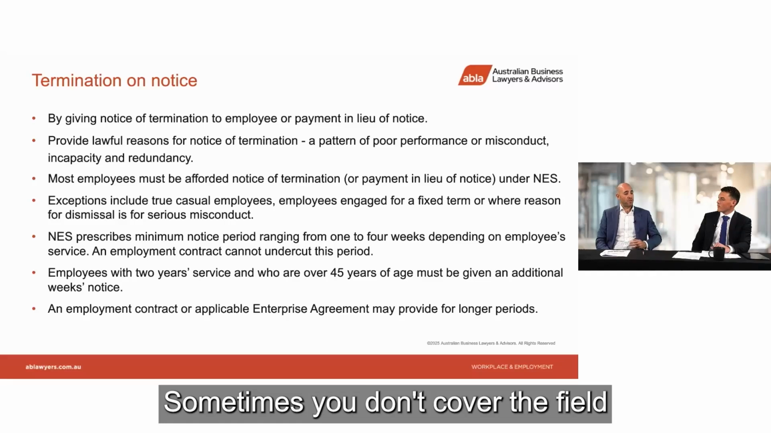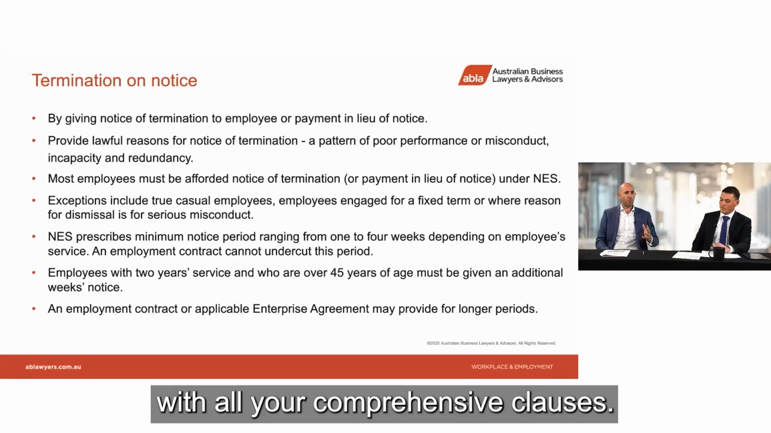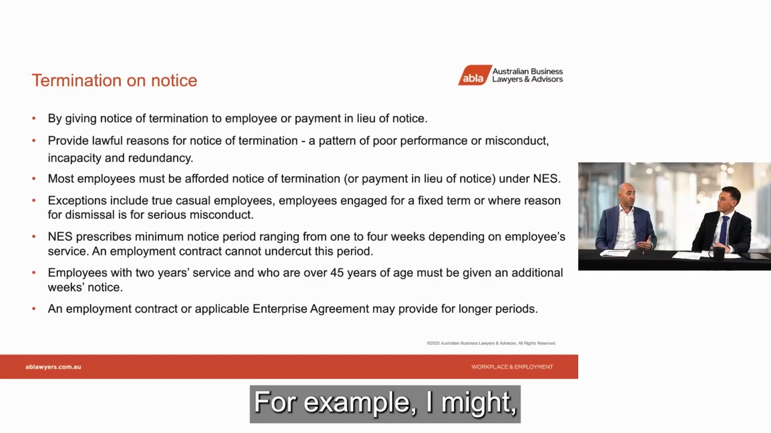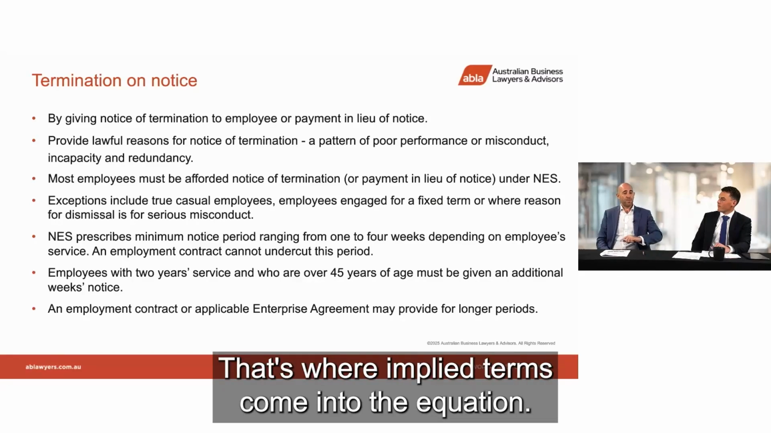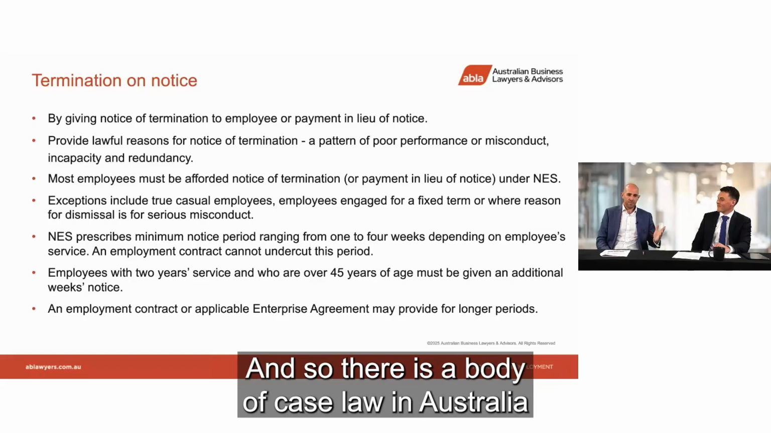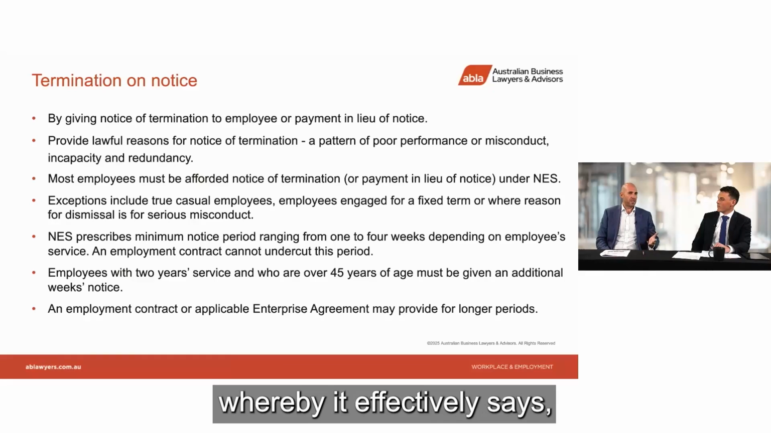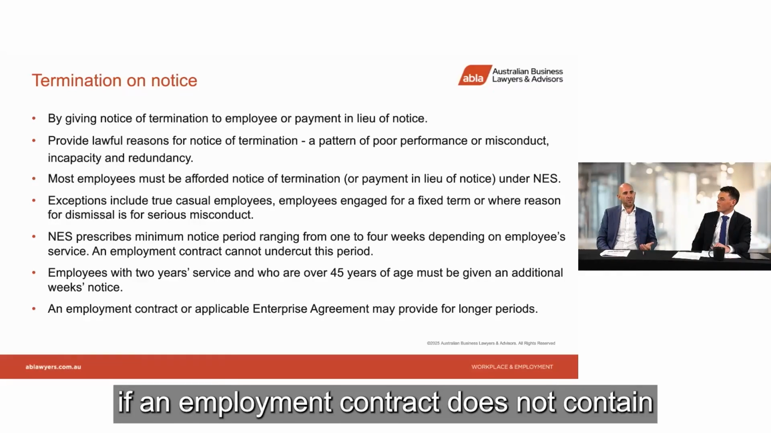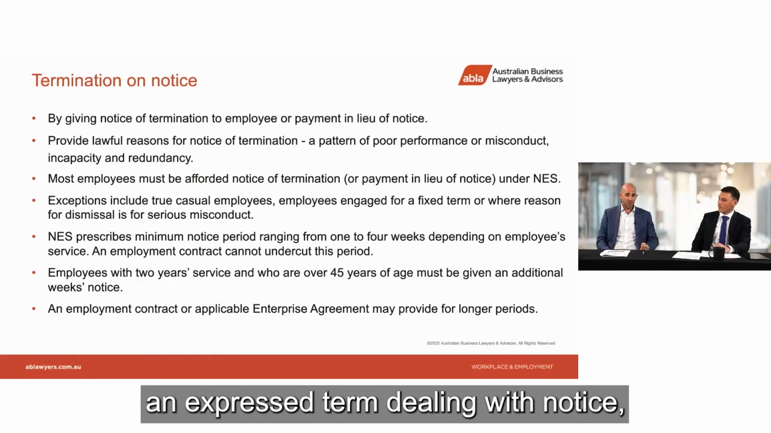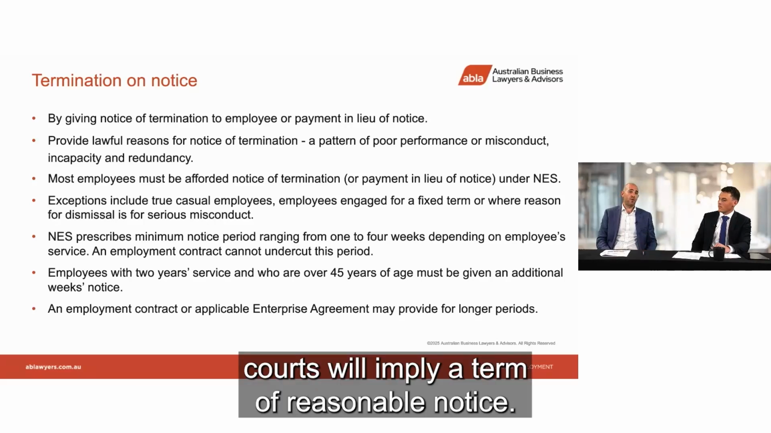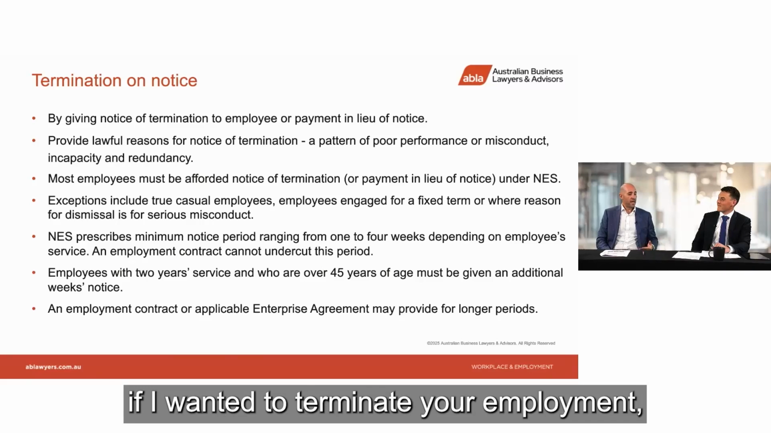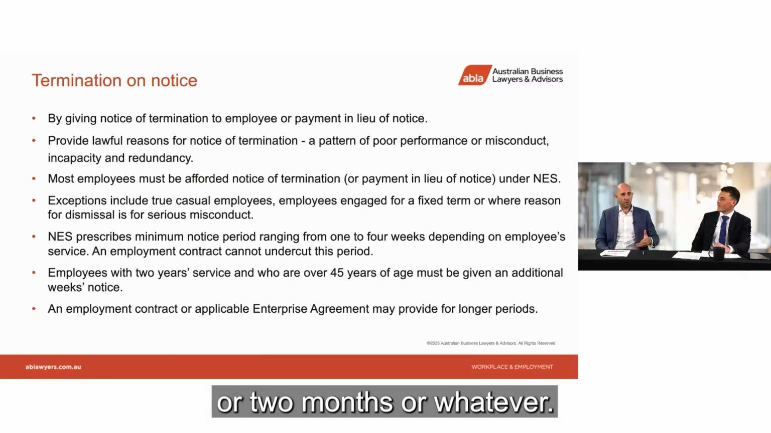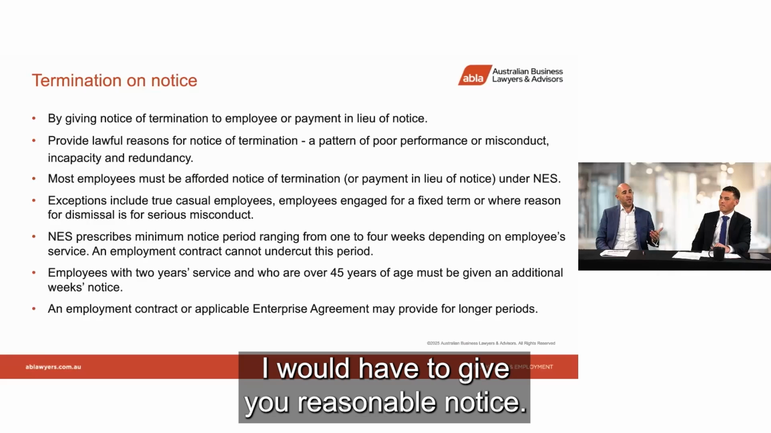Sometimes you don't cover the field and you don't have a contract with all your comprehensive clauses. For example, we might not agree on a termination provision. That's where implied terms come into the equation. And so there is a body of case law in Australia whereby it effectively says, if an employment contract does not contain an express term dealing with notice, courts will imply a term of reasonable notice. So in my scenario here, if I wanted to terminate your employment, there's no express agreement of 4 weeks or 2 months or whatever.